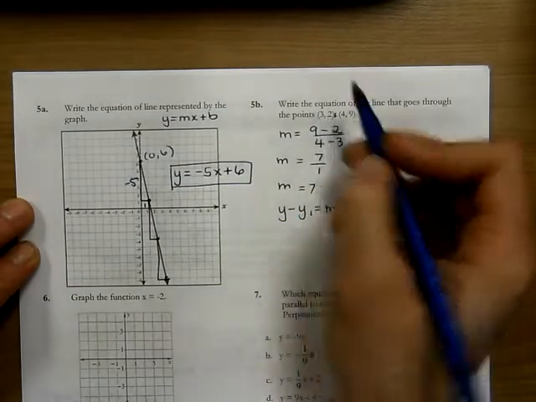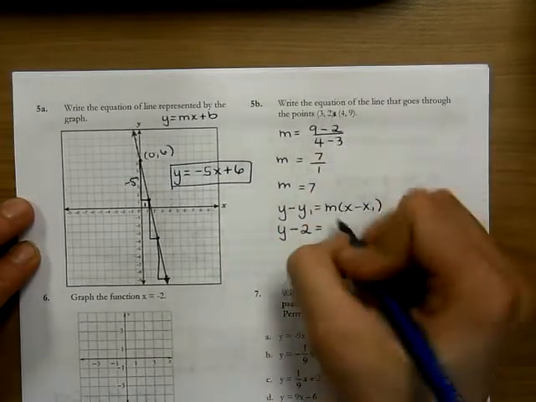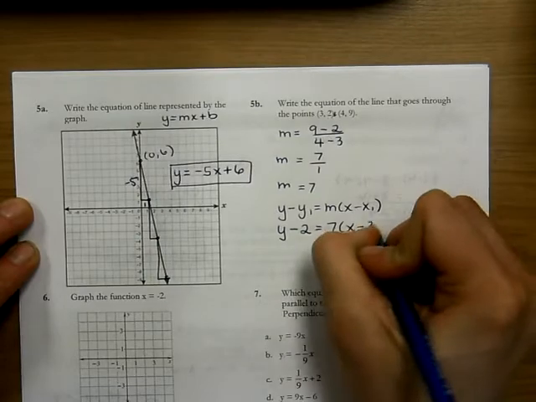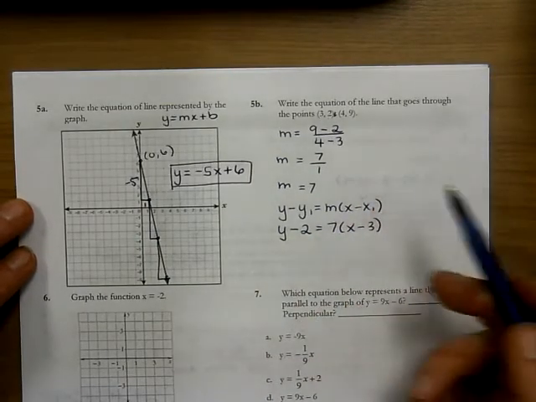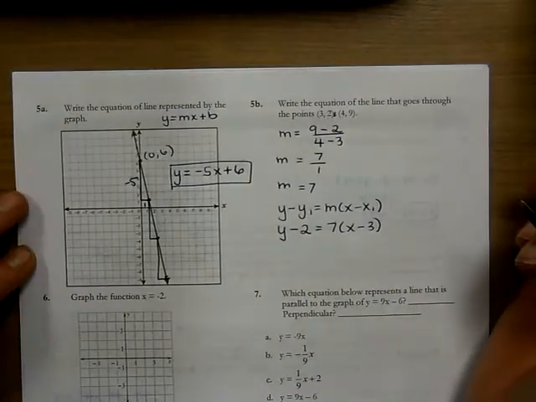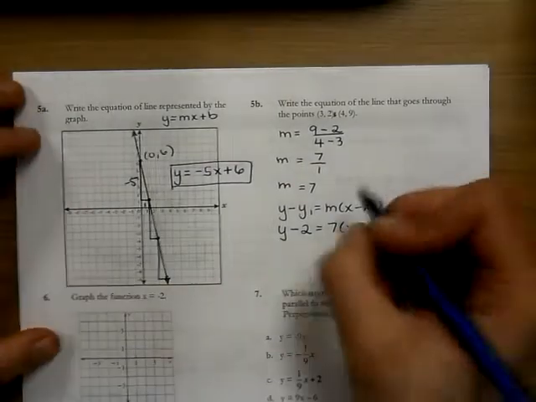So I can choose either one of these points. I'll just choose the smaller numbers. Y minus 2, because that's the y coordinate of that point, equals the slope times x minus 3. And now I could just leave it in point slope form because it doesn't tell me what form it wants the equation in. But if this final exam was multiple choice, I might need to convert it to slope intercept form.